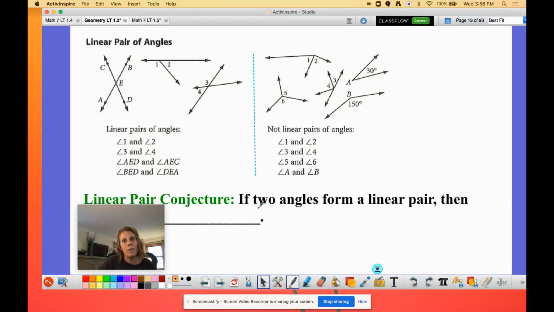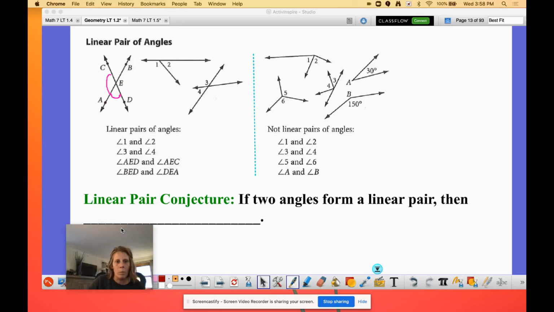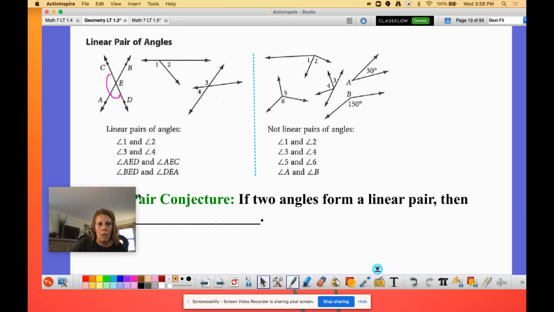So now we've got a similar picture of linear pairs of angles. Angles 1 and 2 are linear pairs. They make a straight line. 3 and 4 make a straight line. They're linear pairs. Angle AED and angle AEC is a linear pair. And then angle BED and angle DEA, that is also a linear pair. We could keep going around and having other linear pairs.